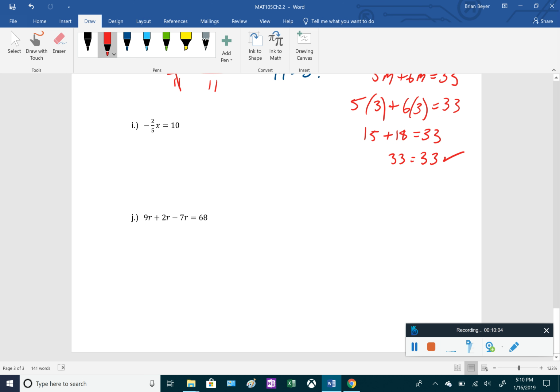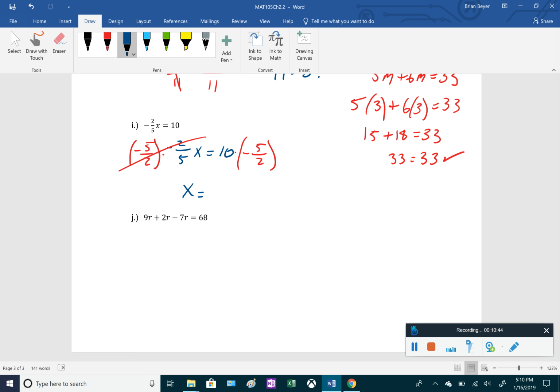And for the second last one here, negative 2/5 x equals 10. I'm going to rewrite it. So I'm going to multiply both sides by the reciprocal, so it cancels on the coefficient multiplying the variable here. So the reciprocal of negative 2/5 is negative 5/2. So it's going to cancel over here. So we get x equals 10 times negative 5 over 2.